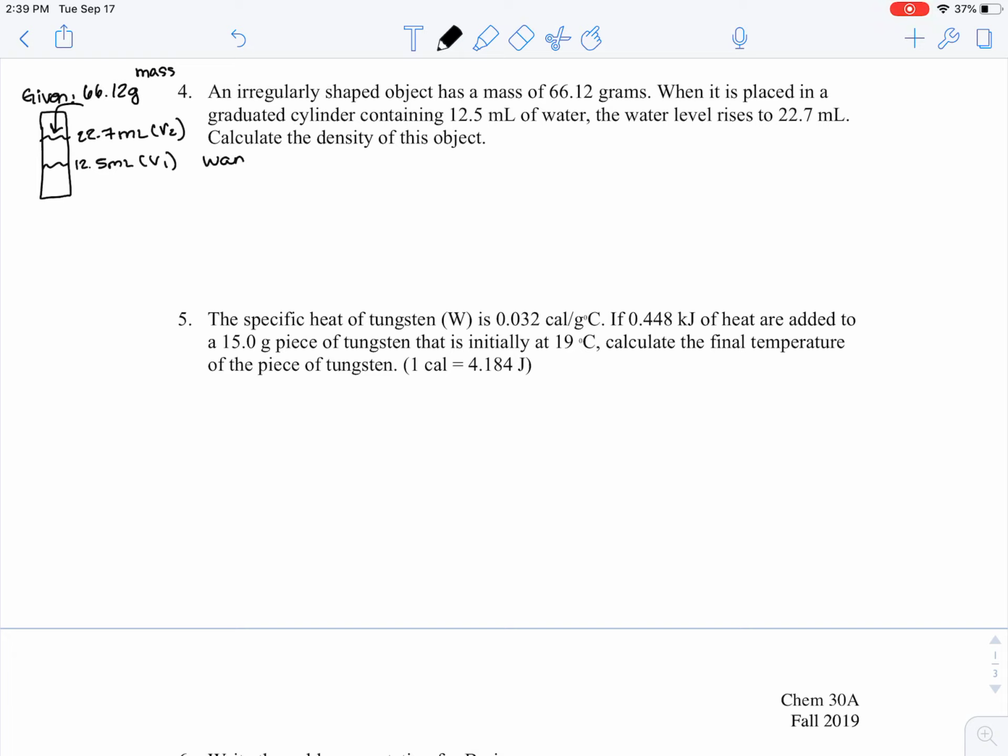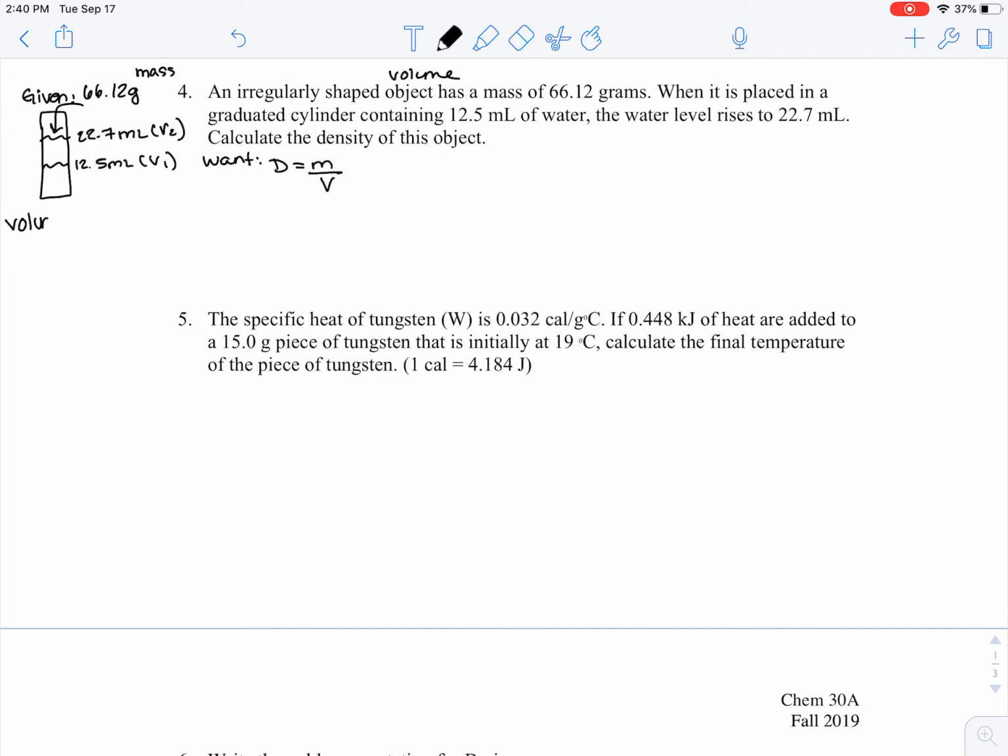You want to calculate the density, which is mass over volume. However, you're given 2 volumes. Now, we don't care about the volume to start. We don't care about those 12.5 milliliters. That was just taking that volume and putting it into the graduated cylinder. I want the volume of the object. Taking that object and placing it into that graduated cylinder, and how the graduated cylinder rose to 22.7 milliliters. The difference in volume will give you the volume of your object.